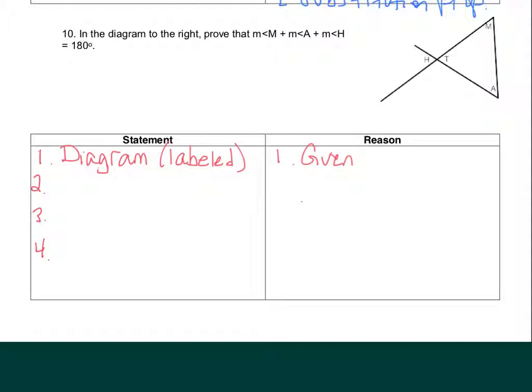Hello again. This proof is very similar to the one we just did, or some of the previous ones we just did. We're supposed to prove that m plus a plus h is 180. We know that m plus a plus t is 180, and we know that t is congruent to h. So, put those together, use a little substitution, and you've got your proof. It should only be, I believe, 4 steps. I'm going to let you try it.